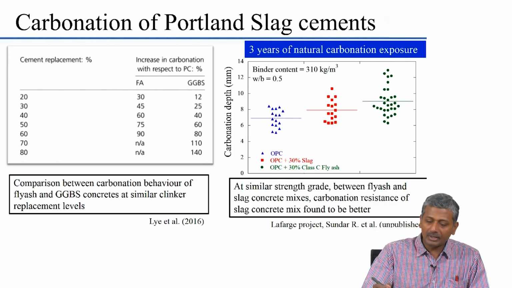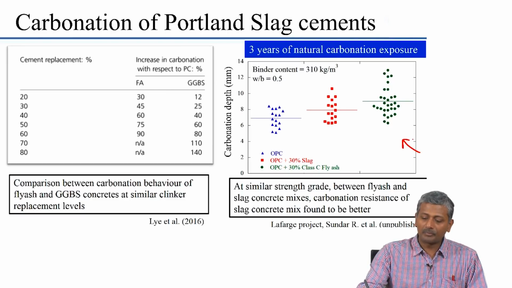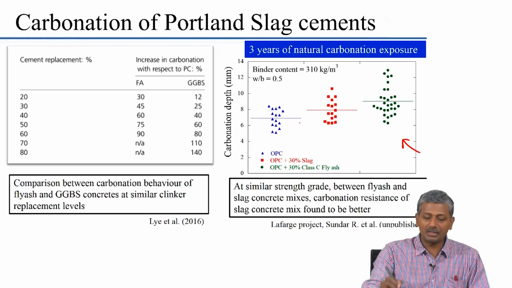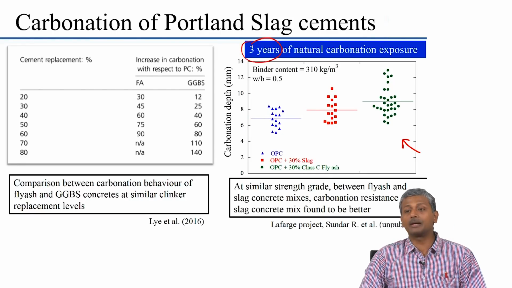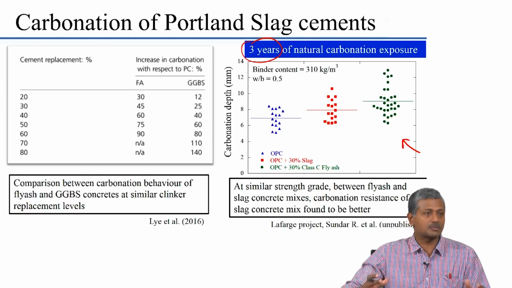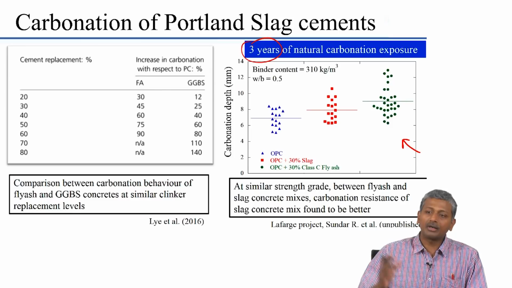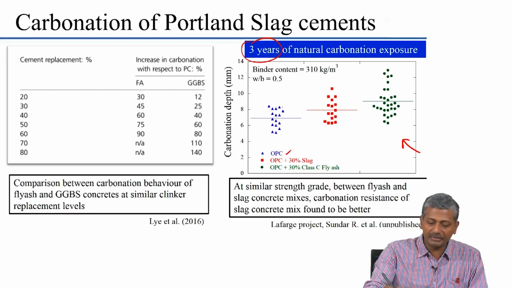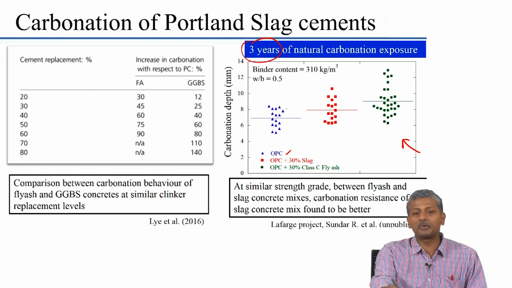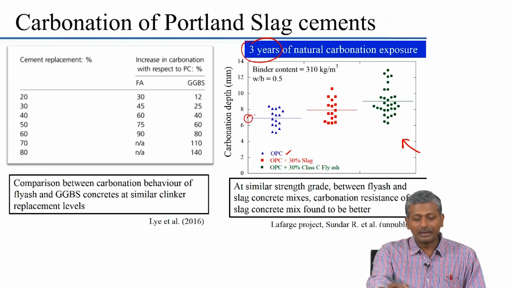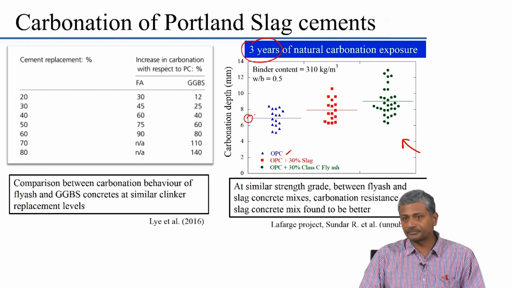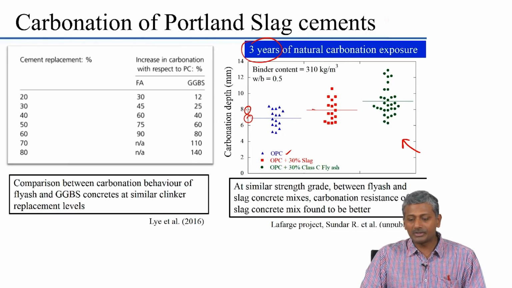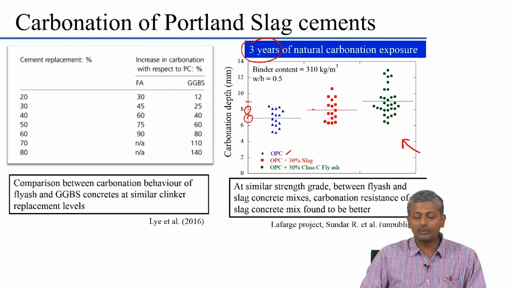For example, here on the right, this is data that is published from a project that has been executed at our lab. You see here for ordinary Portland cement, the carbonation depth after 3 years of natural carbonation exposure. We simply took the specimens and exposed them to the natural environment on our terrace, the BSB terrace, and you can see that after 3 years the specimens prepared from the ordinary Portland cement mixes were showing an average carbonation depth of around 7 millimeters, whereas the mix with 30% slag was marginally higher, probably at around 8 millimeters, with fly ash again marginally higher, probably around 9 millimeters.